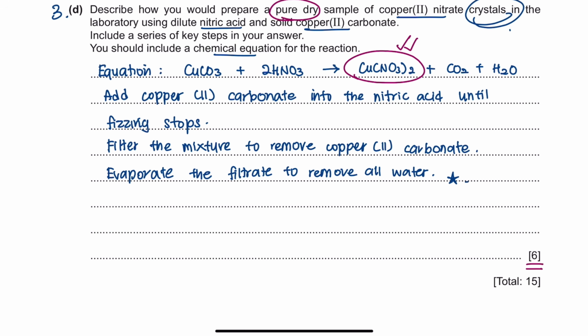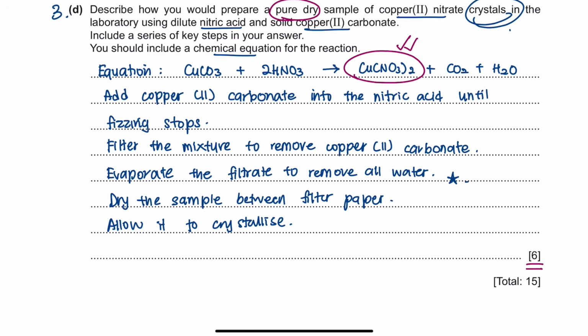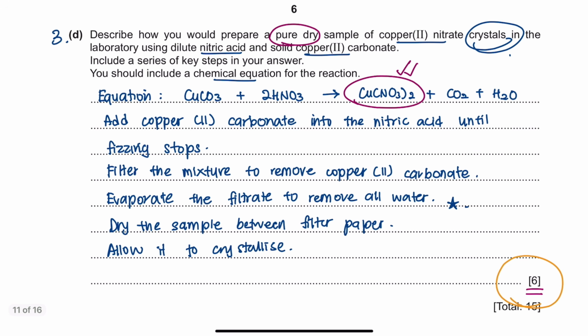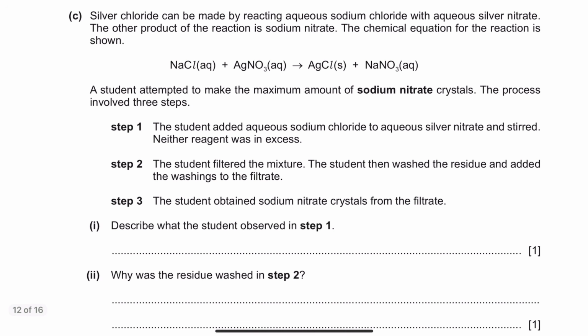So in order to obtain your crystals, you need to let it cool down or dry it in order for it to crystallize. So you can say dry the sample between the filter paper and allow it to crystallize. So if you write this step accordingly, you will be able to get a complete 6 marks. This is the question from February-March 2018, question C.